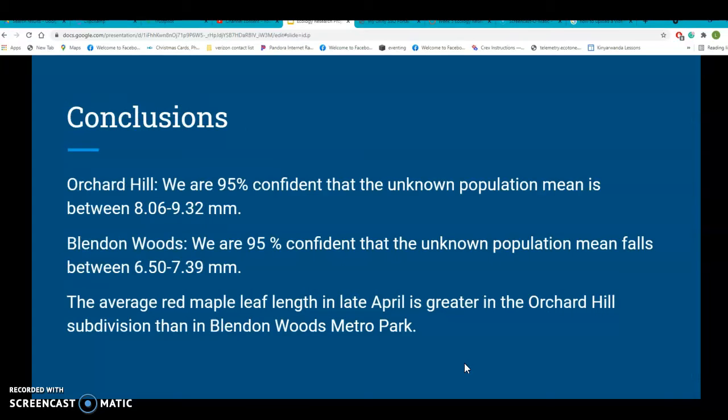So we are 95% confident that the unknown population mean in Orchard Hill is between 8.06 to 9.32 millimeters, and in Blendon Woods, we are 95% confident that the unknown population mean falls between 6.5 to 7.39 millimeters. So the average red maple leaf length in late April is greater in the Orchard Hill subdivision than in Blendon Woods Metro Park.